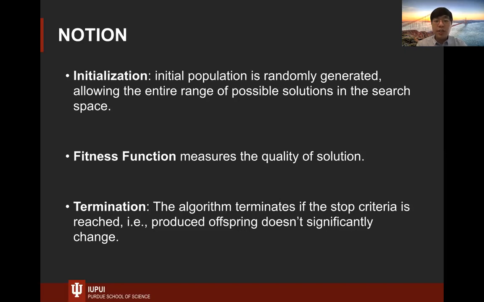So the termination is a stop criterion. We need to decide the termination for every problem. The algorithm terminates if the stop criterion is reached. In other words, the produced offspring doesn't significantly change. This could be one termination. Of course, we can use another termination for another problem. It depends.